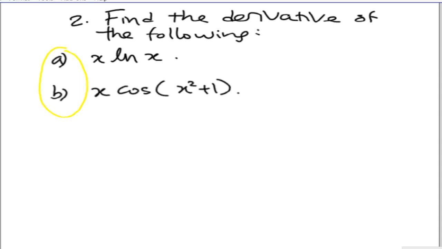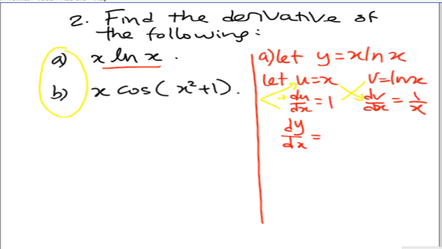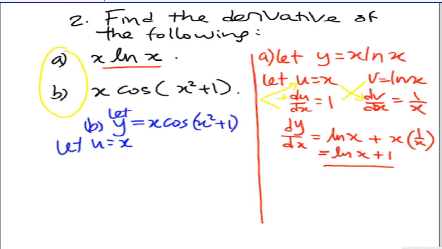All right, welcome back. So we want to find the derivative of this: u is ln x, and then du dx in this case is 1, dv dx in this case is 1 over x, and then I can do the fish again. So in this particular case, dy dx is 1 times ln x, that is natural log of x, plus x times 1 over x, which is natural log of x plus 1. And here's the answer.